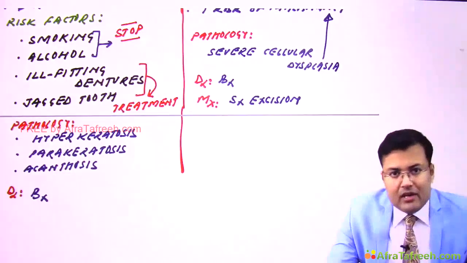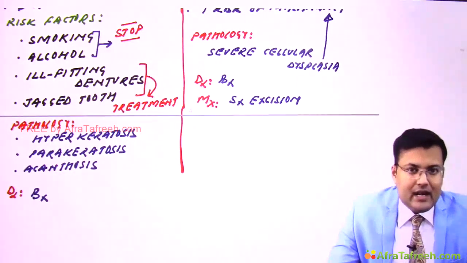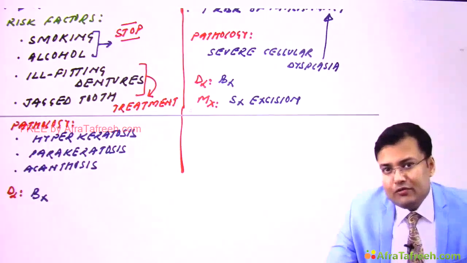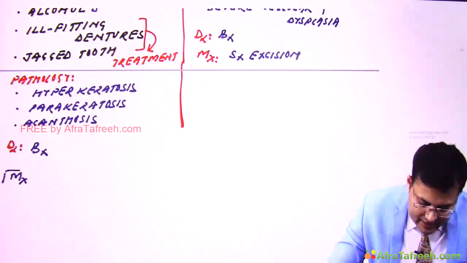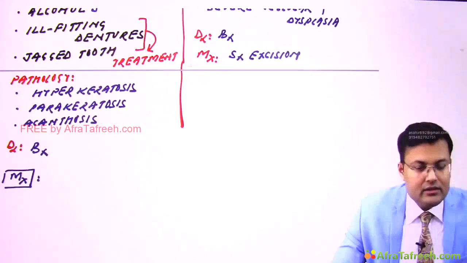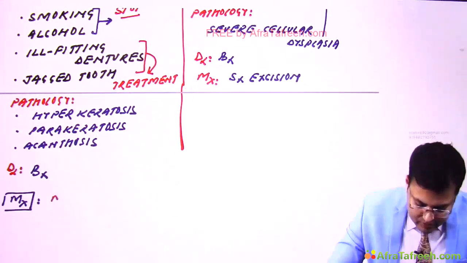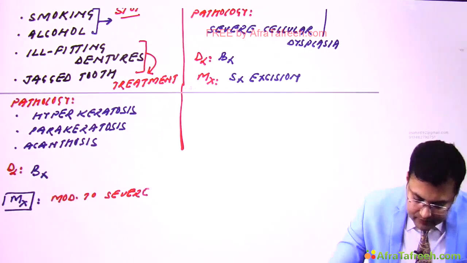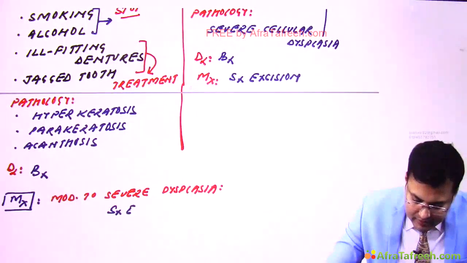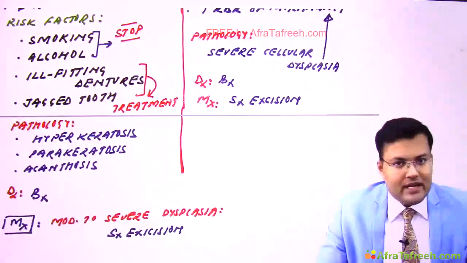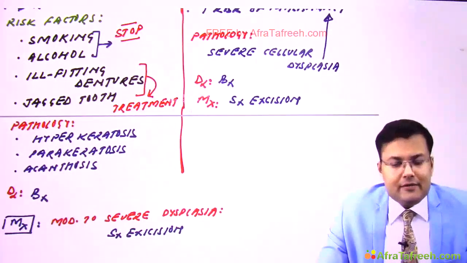But if patient is having moderate to severe dysplasia, so when there is dysplasia, we have to go for surgical excision. So the management: stop smoking, alcohol, treat the underlying cause. And if patient is having moderate to severe dysplasia, in this case surgical excision is done. Clear? So this is how we manage erythroplakia, leukoplakia, and these are the important differences.